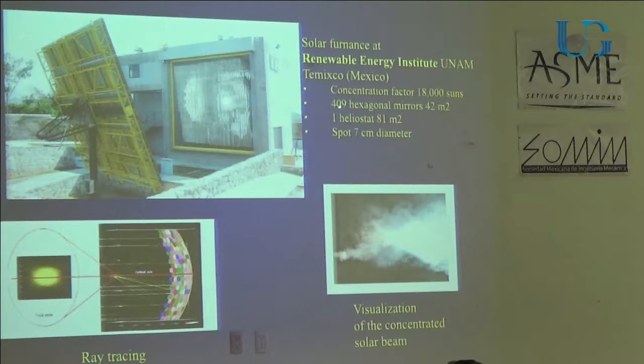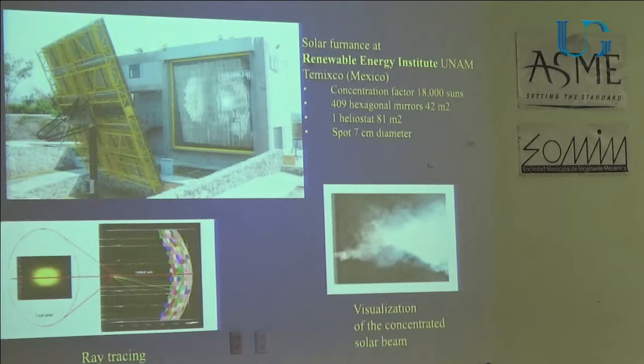There are a little bit more than 400 hexagonal mirrors of 42 square meters inside this building. You can barely see them in here. There's a kind of blurred image of the concentrator. We have just one heliostat with 81 square meters, and the spot that is formed is only 7 centimeters in diameter. So it's around this big.